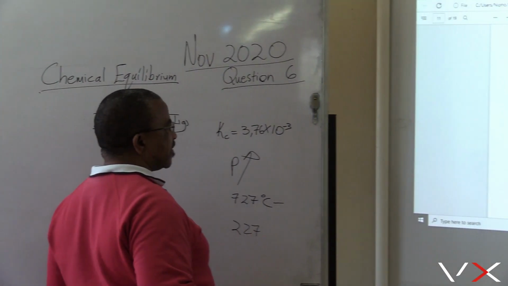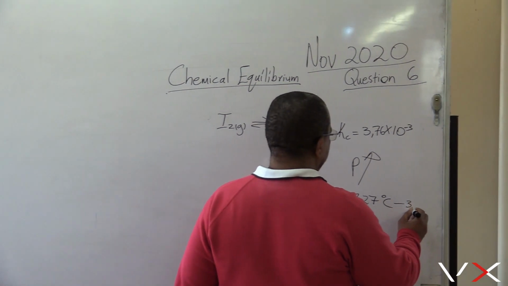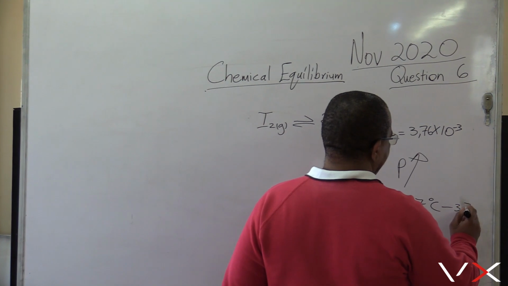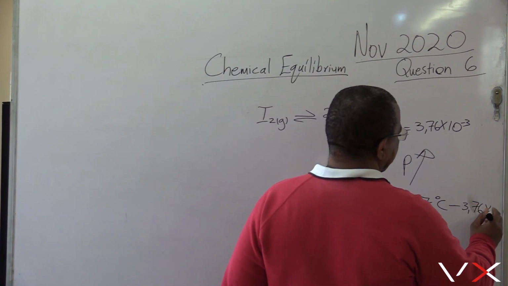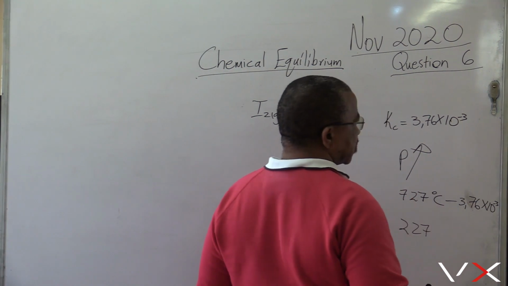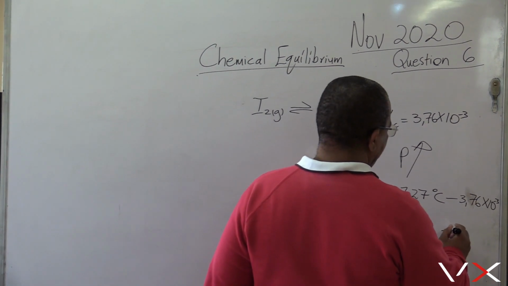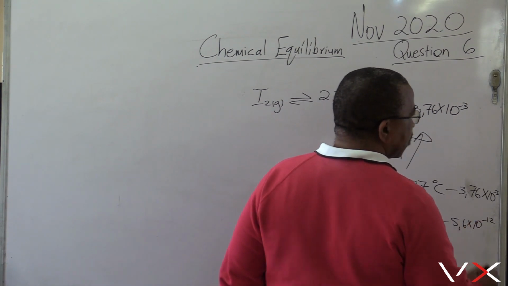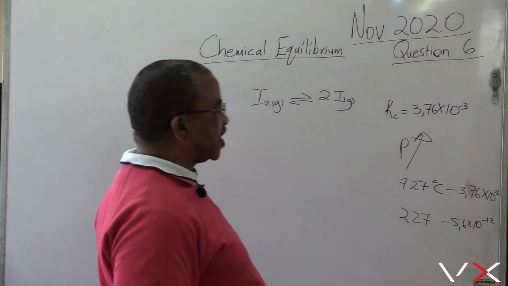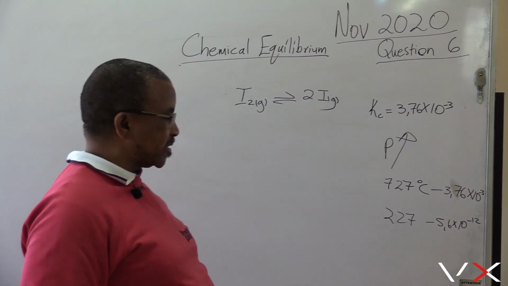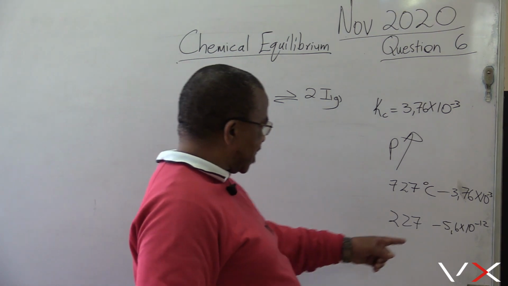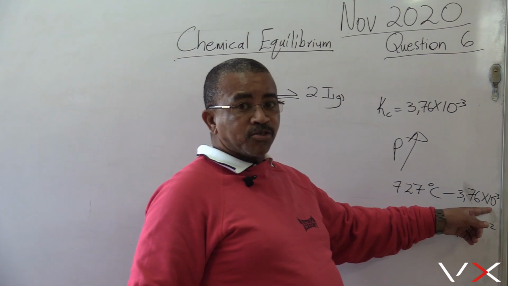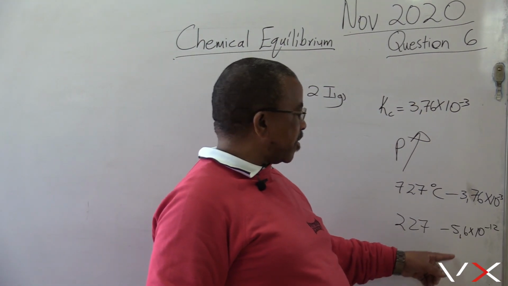at 727, the Kc is 3.76 times 10 to the power minus 3. At 227, the Kc is 5.6 times 10 to the power minus 12. The Kc value now is 5.6. You might think this number is bigger than that one, but it is smaller because the exponent of this one is 10 to the power minus 3, and this one is 10 to the power minus 12.